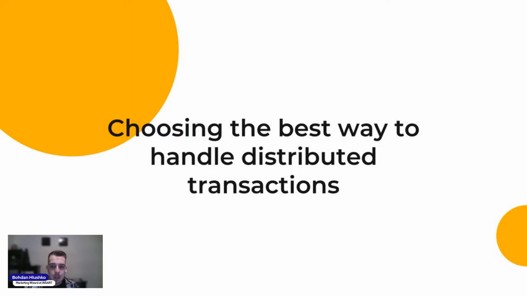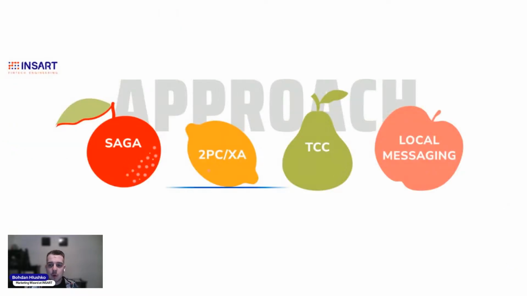First of all, you need to select a proper architectural approach to manage distributed transactions in your system. There are several different approaches. I'm not going to be stopping at every single one of those because this webinar is mostly an overview of different variants, but you should maybe take a screenshot of this slide and read about it separately. There are technically 4 popular approaches, which are Saga, 2PC or XA, TCC, and local messaging. So you need to choose the proper approach to manage these transactions in your specific system.